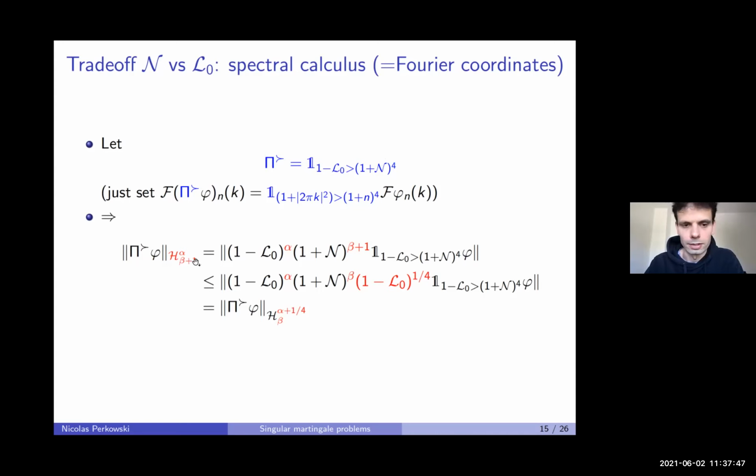So let's see what kind of estimates we can get for this pi upper. We want to gain 1 degree of regularity in the lower notion of regularity. So we write down the definition of this. It's (1 minus L0) to the alpha, (1 plus n) to the beta plus 1, and then this indicator function here. And since (1 plus n) to the 4 is less than 1 minus L0, we can just trade this plus 1 here against the (1 minus L0) to the 1/4. Then we throw this over here, leave this part untouched, and so we get that we can bound this part here by this part here. So we can trade the quarter derivative in the upper regularity for 1 degree of regularity in the lower regularity, if we have this pi upper operator. Otherwise, of course, not.